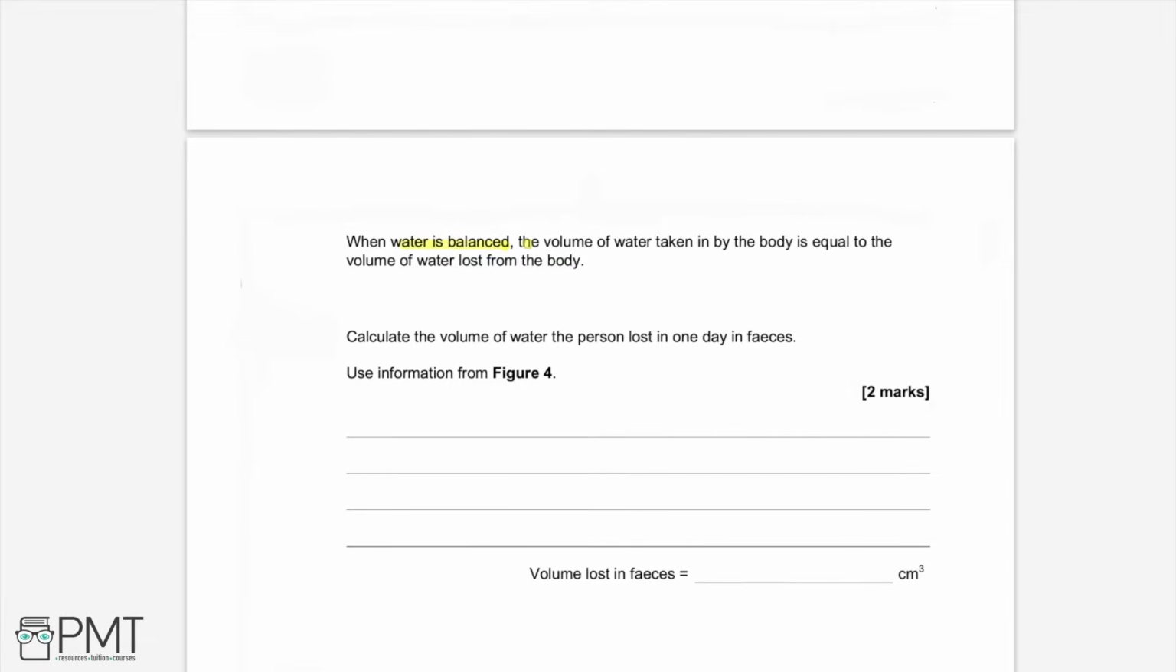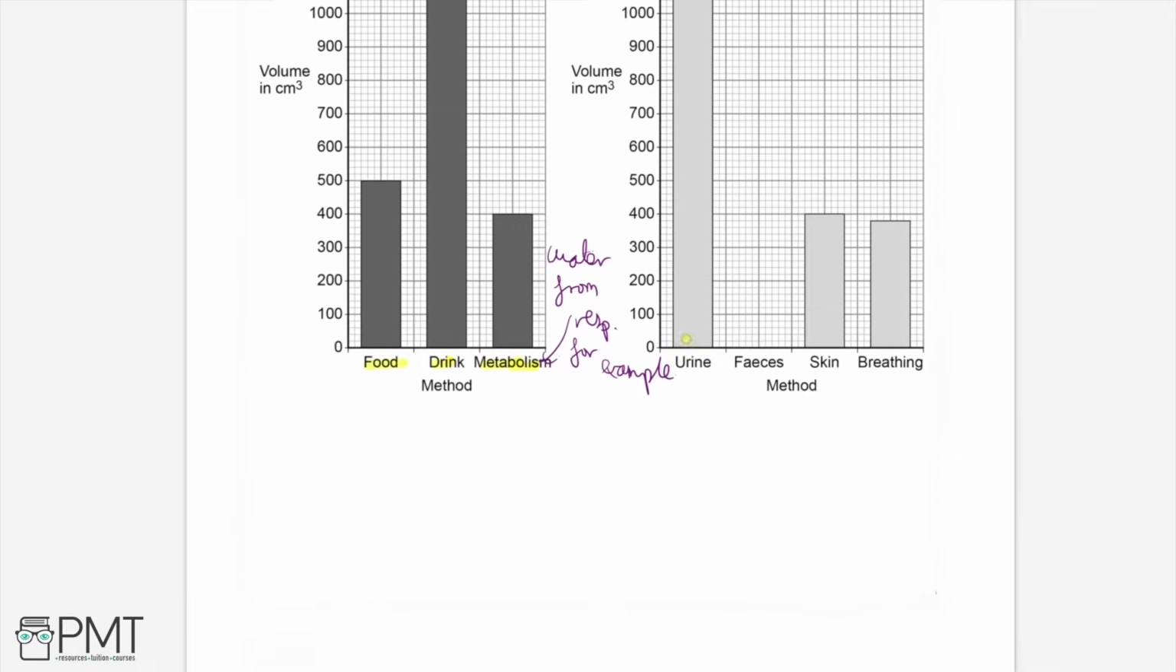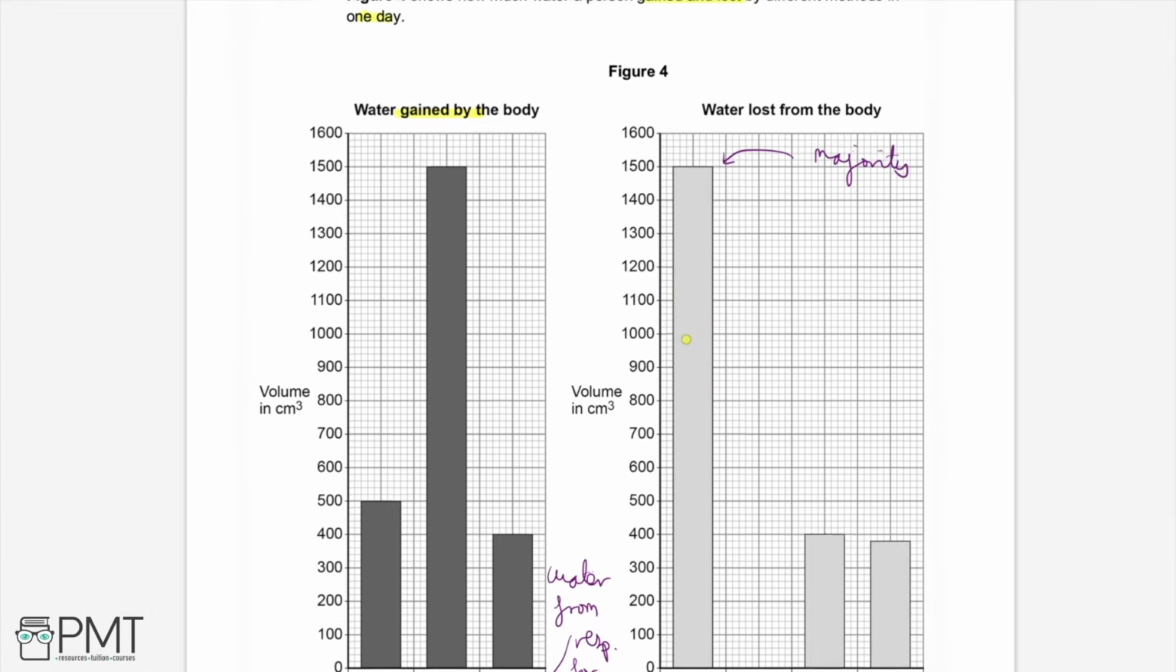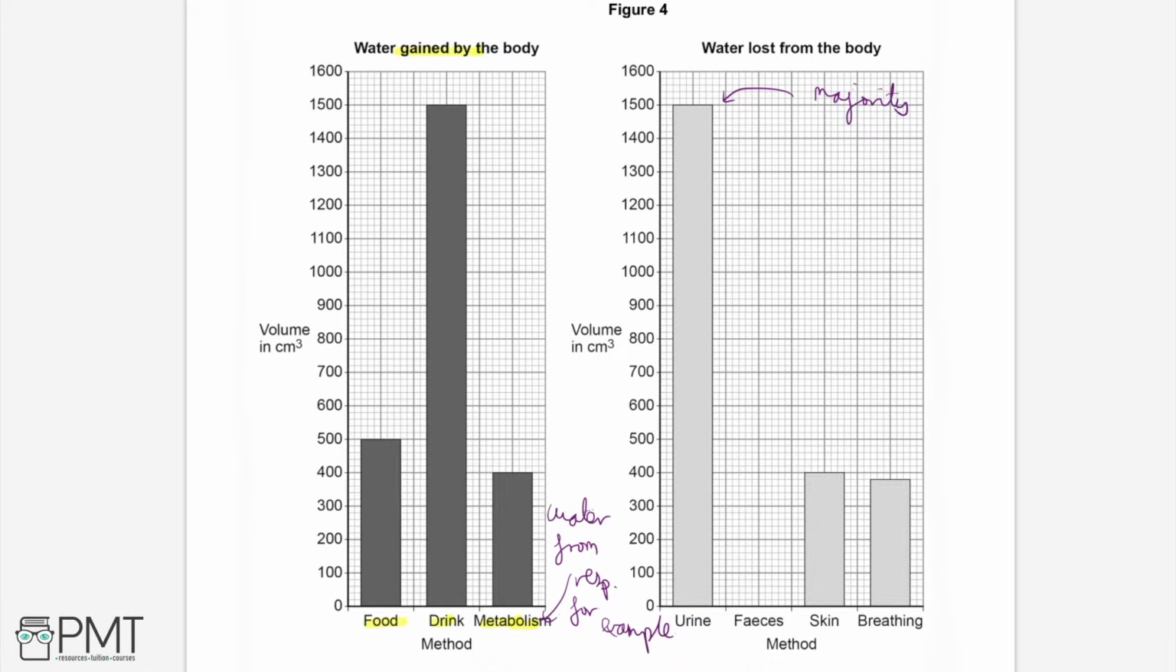When water is balanced, the volume of water taken into the body is equal to the volume of water lost by the body. Calculate the volume of water that the person lost in one day in feces. Use information from Figure 4. Looking at Figure 4, we know that since water is balanced, the total water gained by the body is equal to the total water lost from the body. Therefore, let's calculate the total water gained first of all.